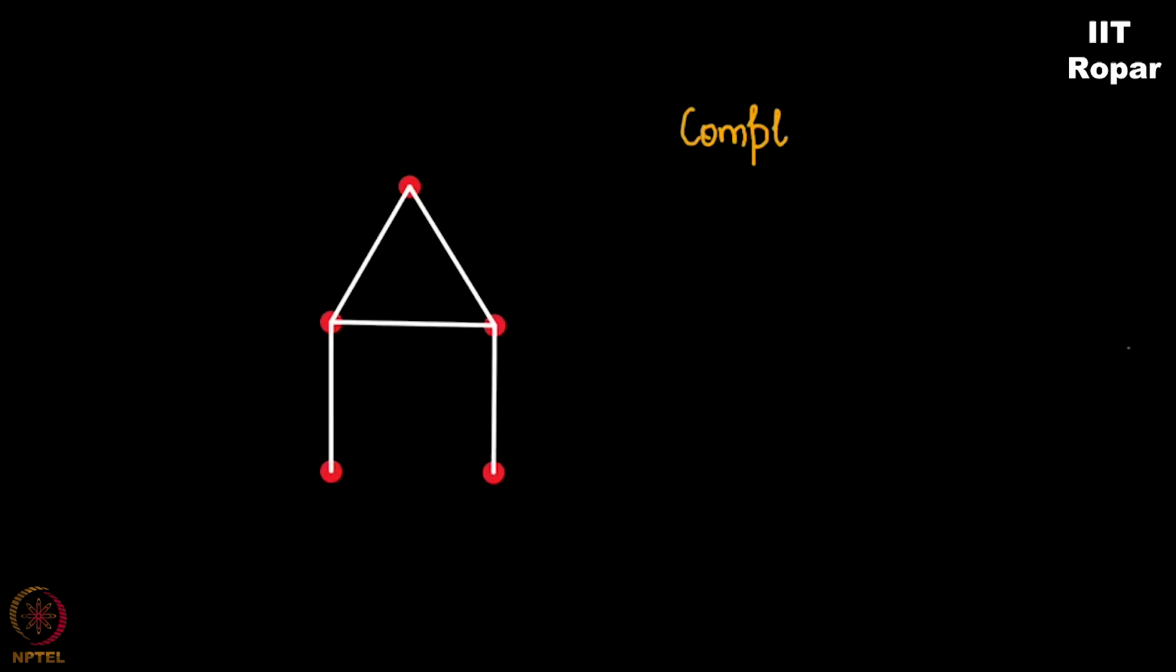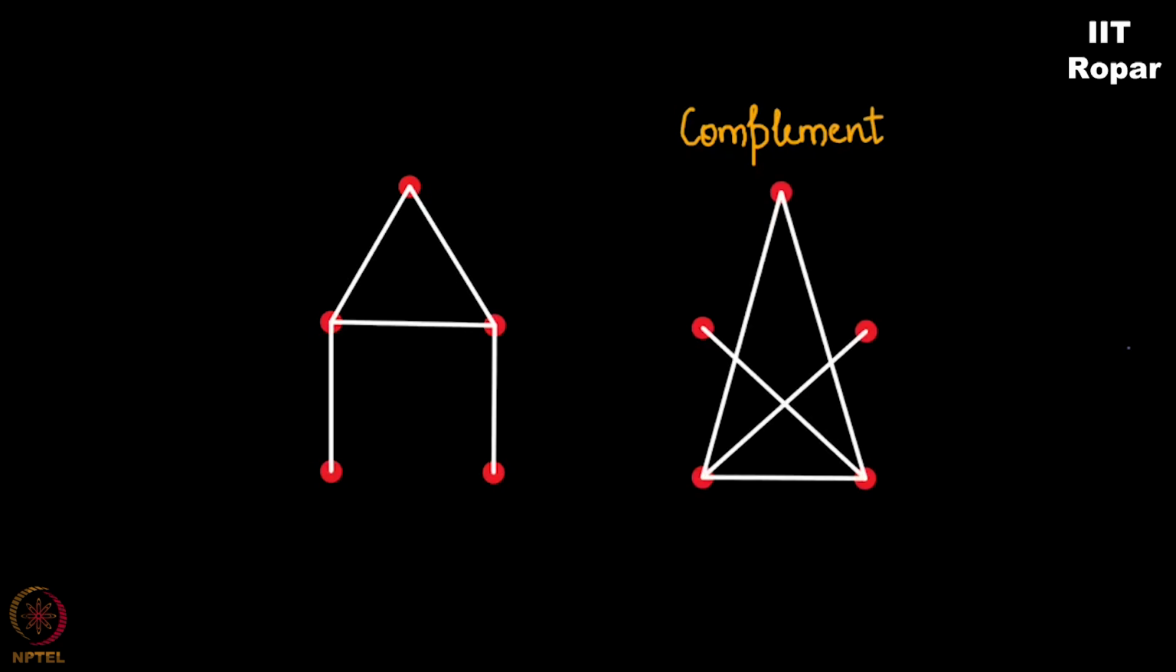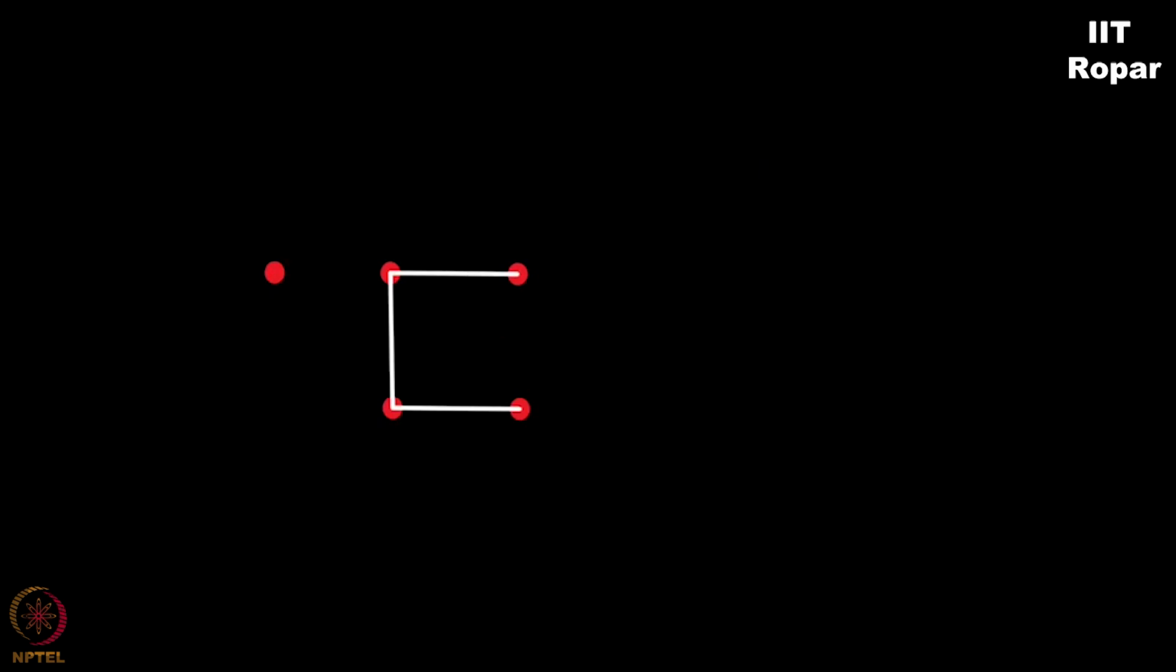Look at this example. Here is a connected graph. Take its complement, you're getting another connected graph. Look at the next example. Here is a disconnected graph. Take its complement. It's a connected graph.